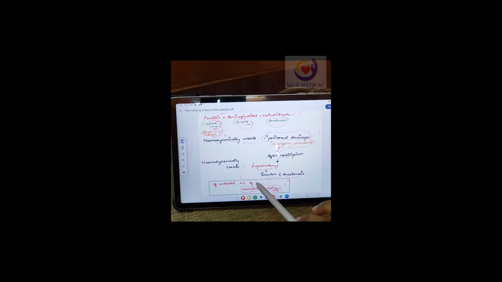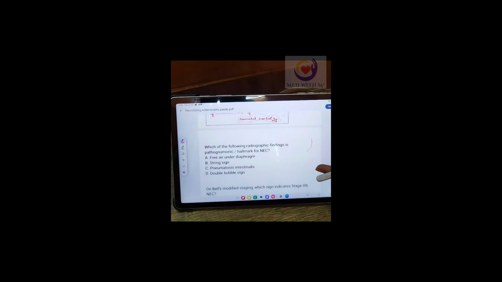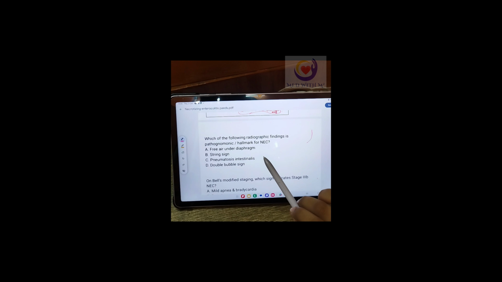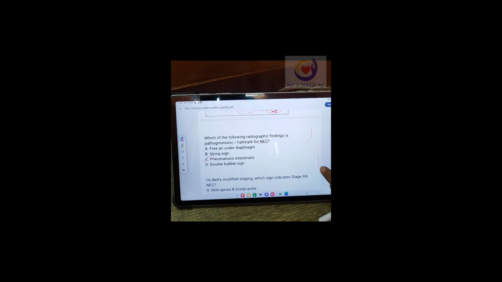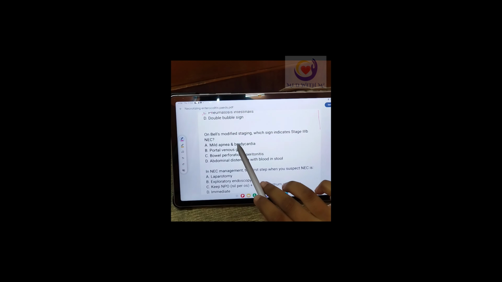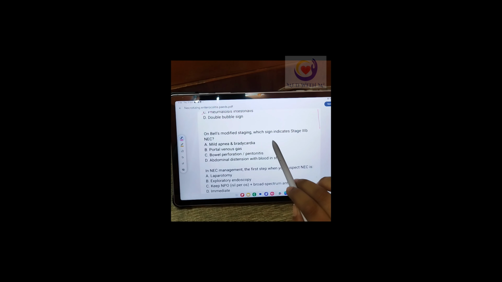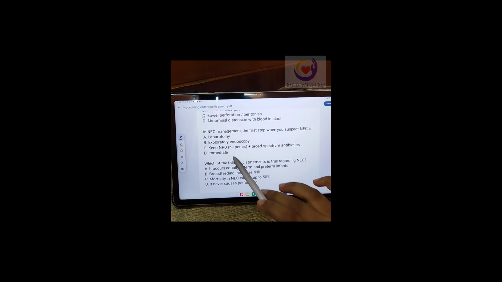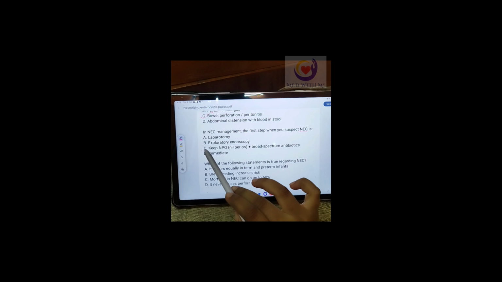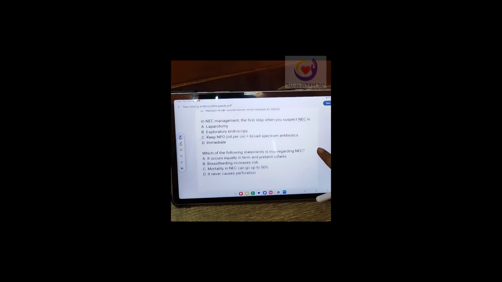Let's see the MCQs from this topic. Which of the following radiographic findings is pathognomonic and a hallmark of NEC? It is pneumatosis intestinalis. Next, in Bell's modified staging, which sign indicates stage 3B NEC? It is bowel perforation and peritonitis. In NEC management, the first step when you suspect NEC is to keep the patient nil per oral and start broad spectrum antibiotics.